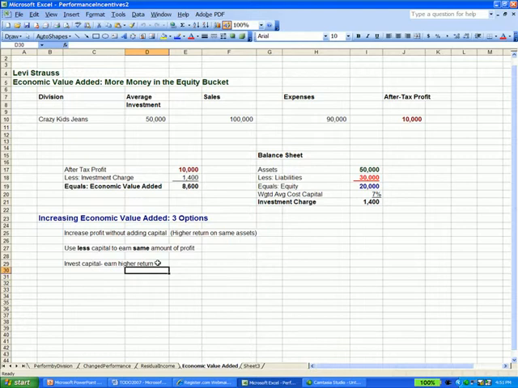The third one is you invest capital and earn a higher rate of return. So you were earning 10% on your capital, and you find a way maybe to be more efficient and invest money in your business and get a higher rate of return, maybe 12% instead of 10%, because what you invest in makes you more profitable.